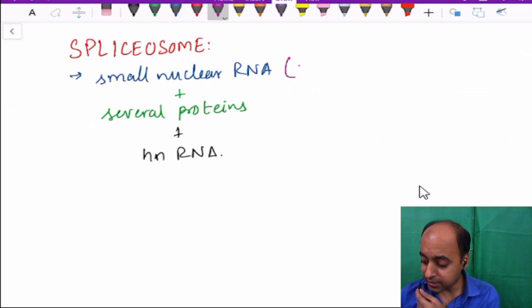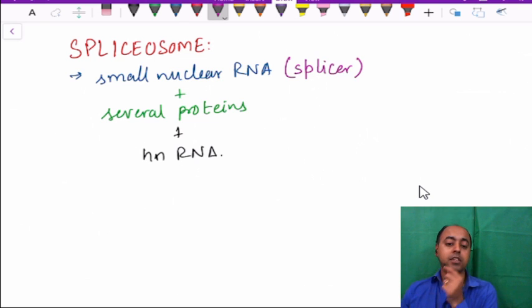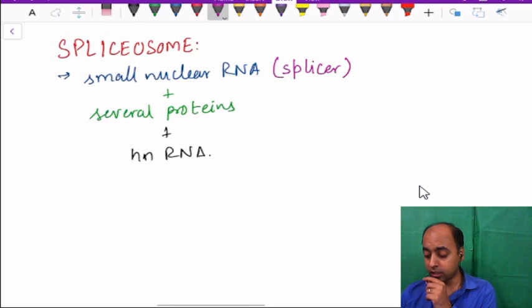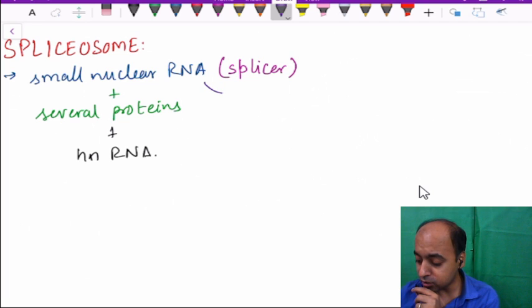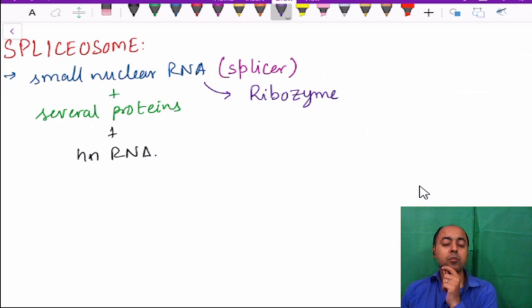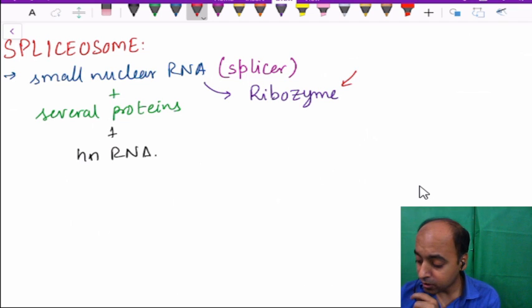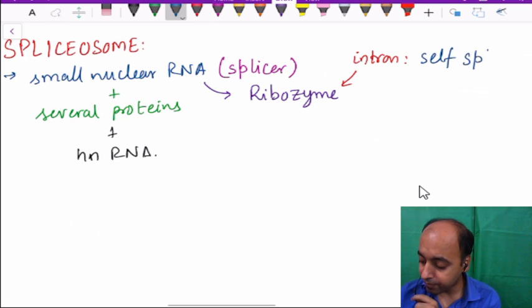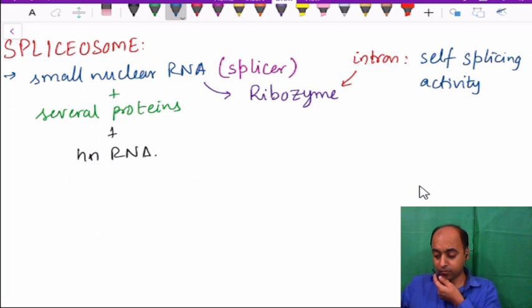The primary function of splicing is done by the small nuclear RNA. It is the splicer. The splicing is a catalytic function, meaning the small nuclear RNA is also a ribozyme. The first ribozyme was the 23S, the 28S ribosomal RNA. The second ribozyme is the small nuclear RNA. Here only I'll give you the third ribozyme. Third ribozyme is the intron, which has self-splicing activity, therefore it is also recognized as a ribozyme. So intron, the small nuclear RNA, and the 28S ribosomal RNA are the three well known ribozymes in the eukaryotes.